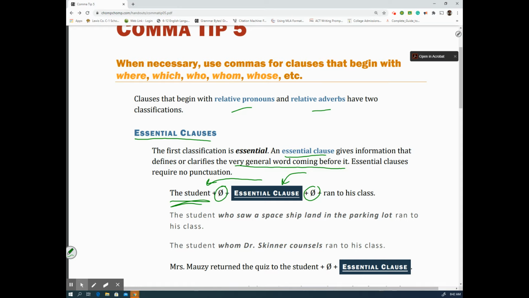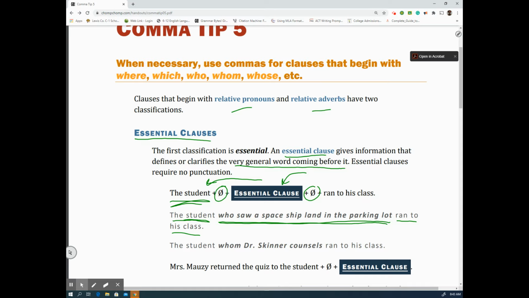So I've got here, the student is my very general word, student. Again, I don't know who that is. And what they did was ran to his class. That's my main clause here. Remember when we were practicing finding main clauses in Common Tips 1, 2, 3, and 4 for that matter. So again, this says the student ran to his class. They stuck this clause here: who saw a spaceship land in the parking lot? Oh, it was that one, that student. Okay, so again, this further defined or clarified which student we were talking about, so this is considered essential.